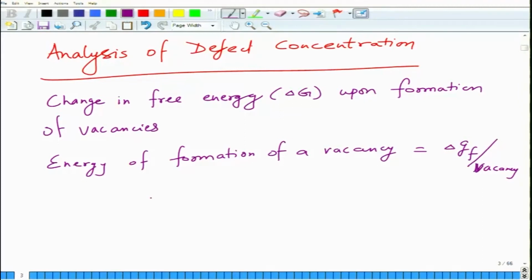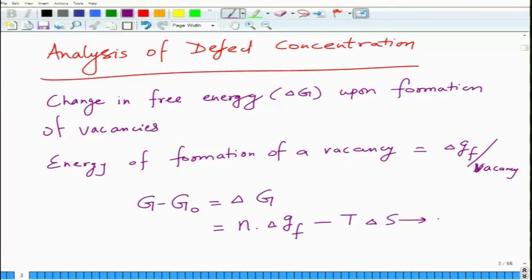Now, the corresponding change in the free energy is G minus G naught, where G naught is the equilibrium free energy when you did not have any vacancy. This change in the free energy, delta G, is equal to delta H minus T delta S. Delta H is the number of vacancies multiplied by the enthalpy of formation of vacancies, delta Gf, minus T delta S, and this delta S happens to be the change in the configurational entropy.